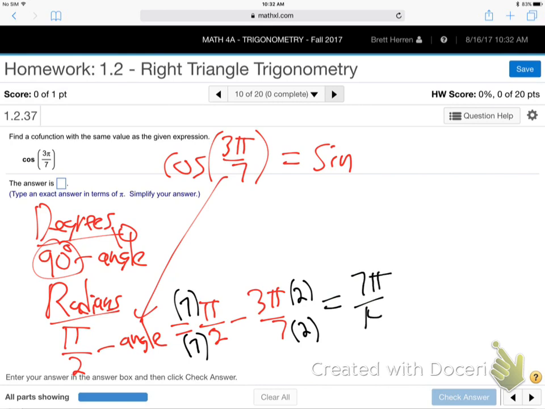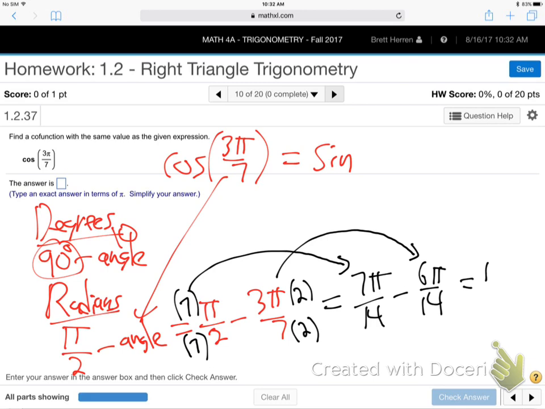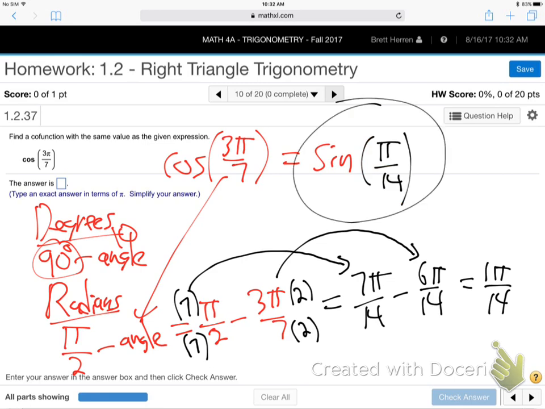7 pi over 14 minus, what's that going to be, 6 pi over 14? Everybody good there? Everybody see what happened there? Now we can subtract them. It's just going to be 1 pi over 14, or really just, you don't need the 1, huh? It's just pi over 14. So it's the sine. So the final answer is sine of pi over 14.